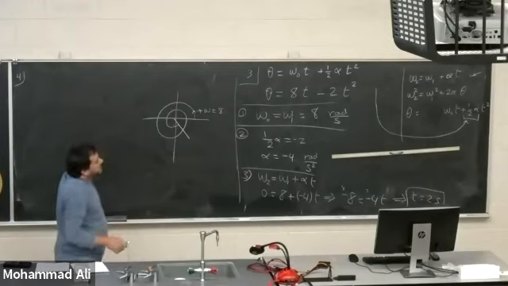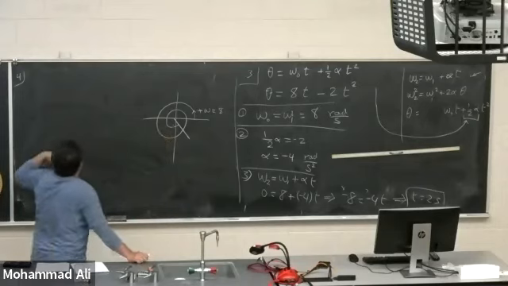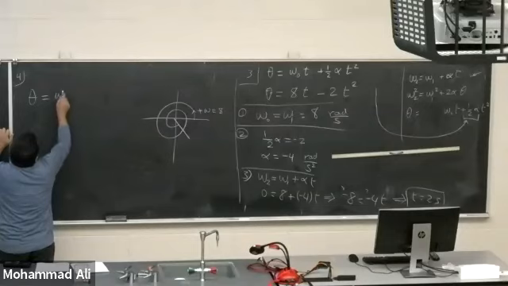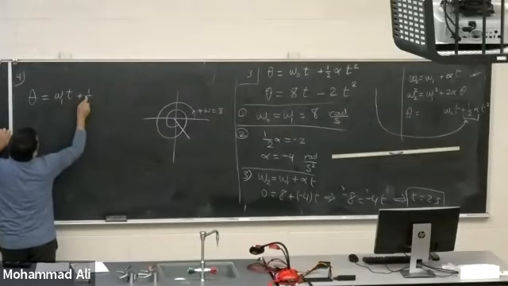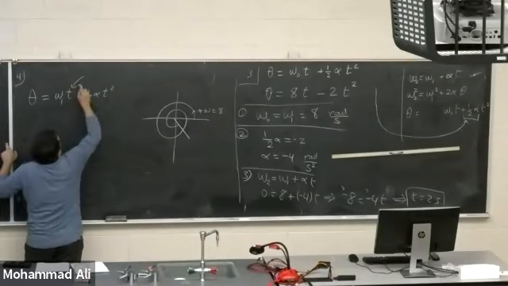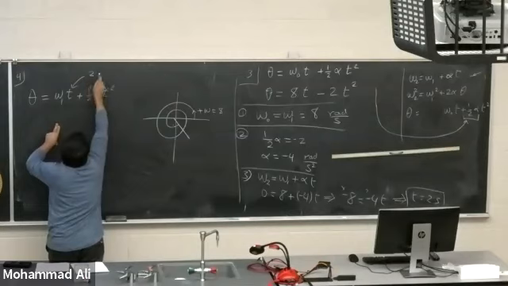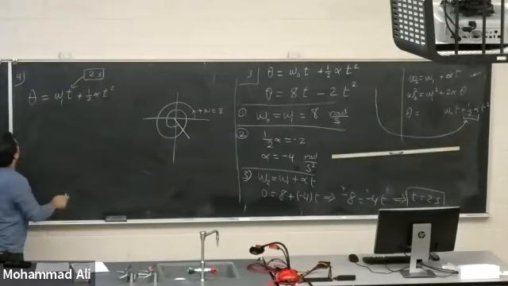Okay, what is theta? We can use the second equation. Also, we can use the last equation, which is theta is equal to omega naught or omega 1 t plus 1/2 alpha t squared. Now we need to put the time, which is 2 seconds, required to stop that object.